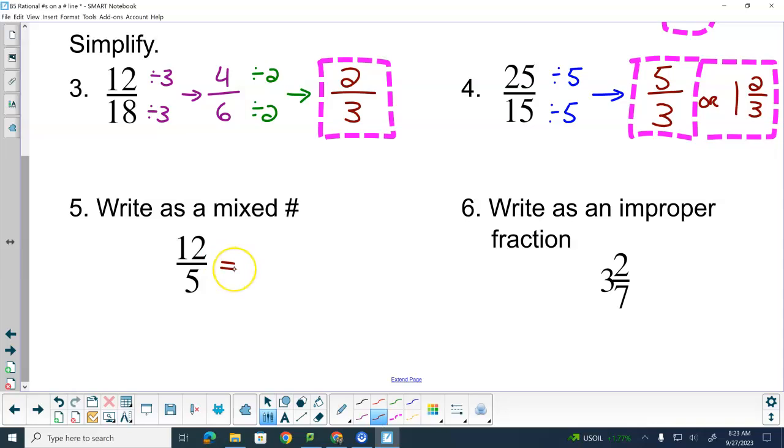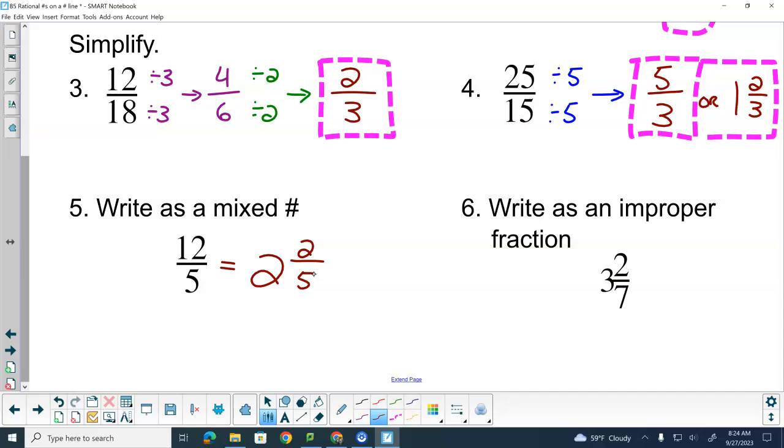Okay? So 5 goes into 12 twice. But then it doesn't go in 100%, right? So what's left over? 2. There's 2 left over because from 10 to 12 is 2. So we write that as 2/5. Same denominator. How many times it goes in, what's left over. Okay? Writing it going the other way, from a mixed number to an improper fraction.